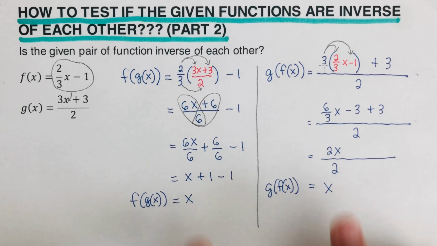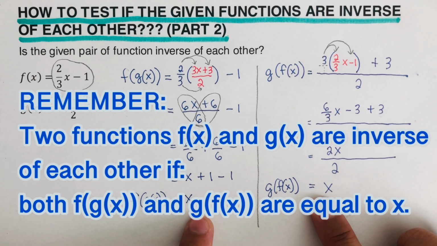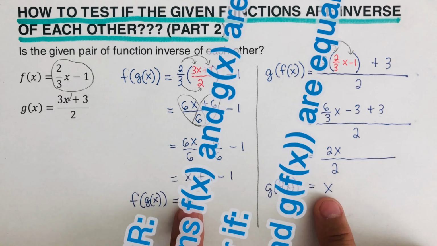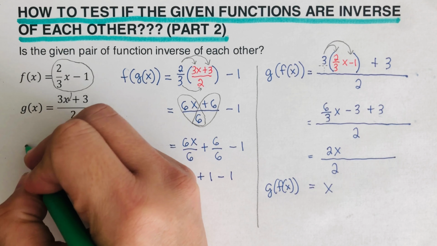So again, we remember two functions, f of x and g of x, are inverses of each other if both f of g of x and the g of f of x are equal to x. So in this case right here, both of them are equal to x. So then we can go ahead and say that these two are inverse of each other. So I'm just gonna write it down here.